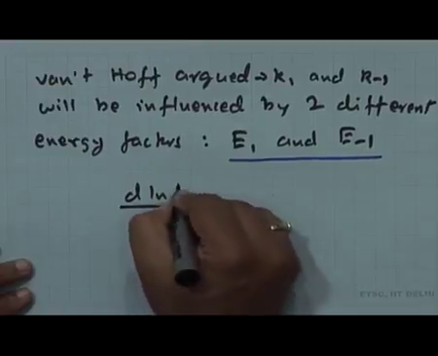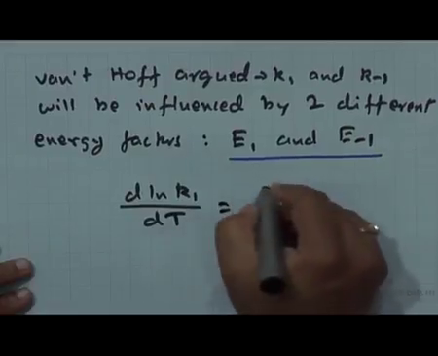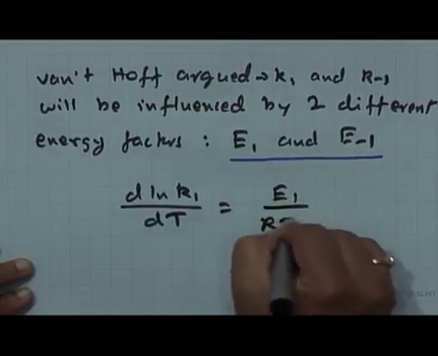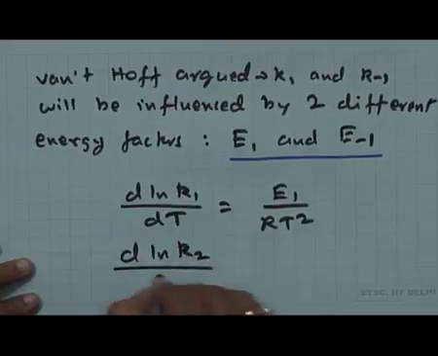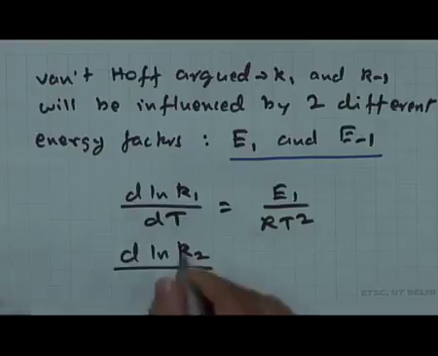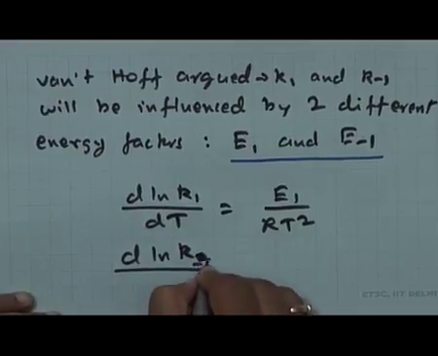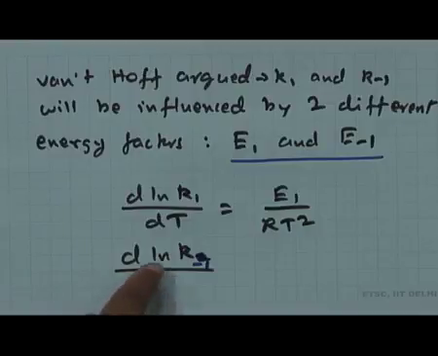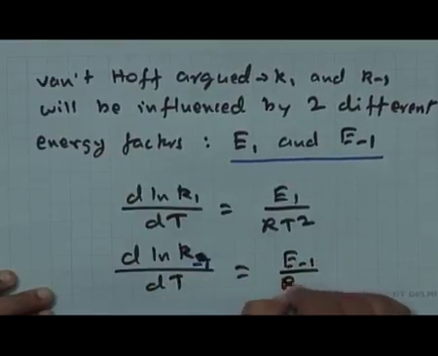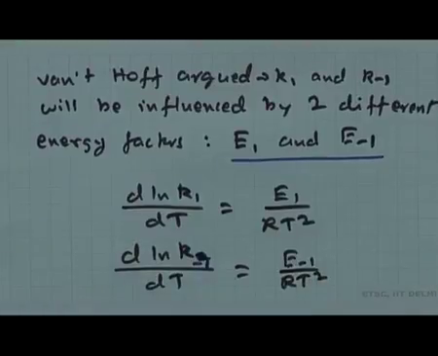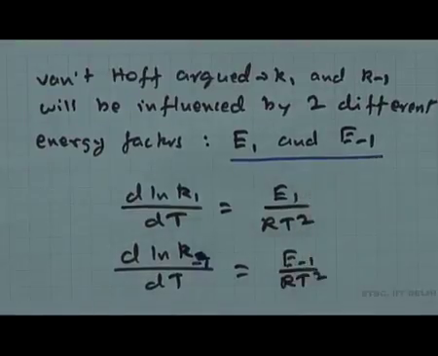over dT is equal to E1 over RT squared. And please make sure that this is d ln k minus 1, which is the rate constant for the backward reaction, over dT, equal to E minus 1 over RT squared. Now again you can understand that this E1 is the energy factor associated with the forward reaction, and E minus 1 is the energy factor associated with the backward reaction.